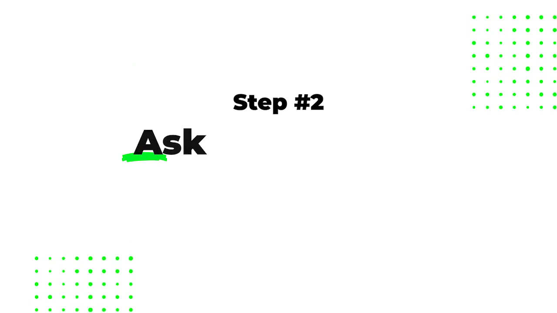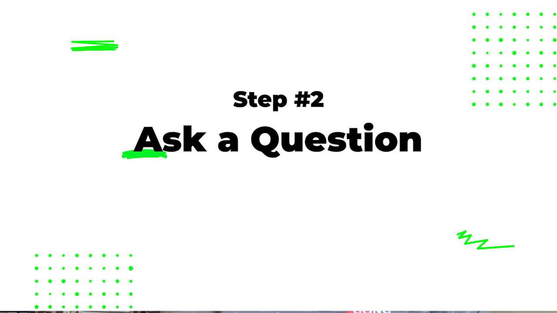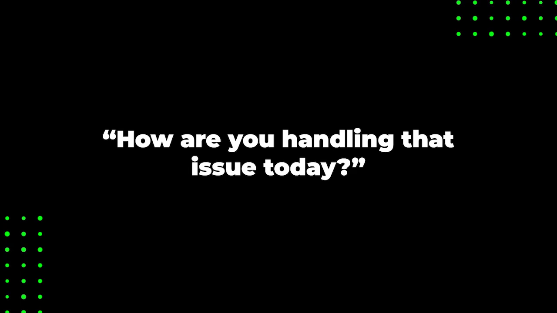Step number 2, A in the FAVORITE acronym stands for ask a question. As soon as you frame the pain, ask a question that gets them to expand on the pain, that gets them to ruminate in the pain a little bit. Okay, and it's very simple. The most common question that you can ask in this situation is right after you frame the pain, you simply follow that with how are you handling that issue today? So now you're getting them to talk about the pain, you're really solidifying the problem and the pain you're about to solve.